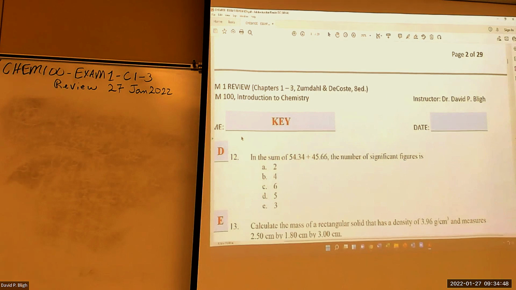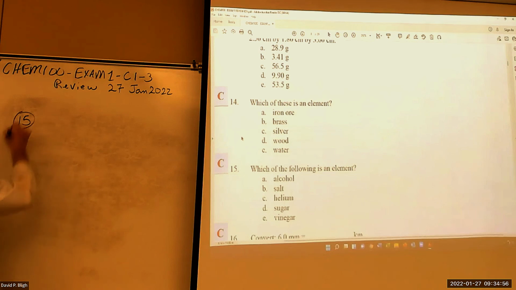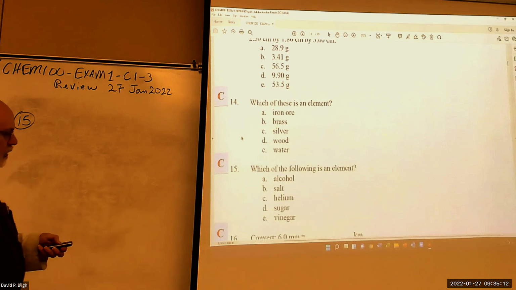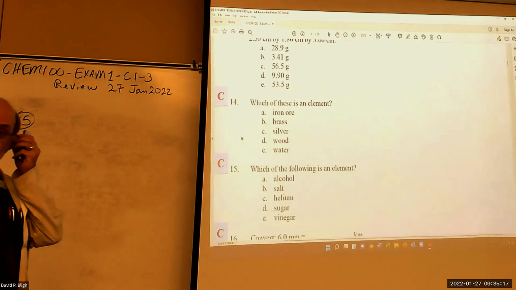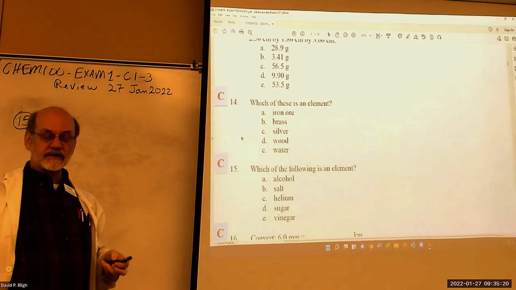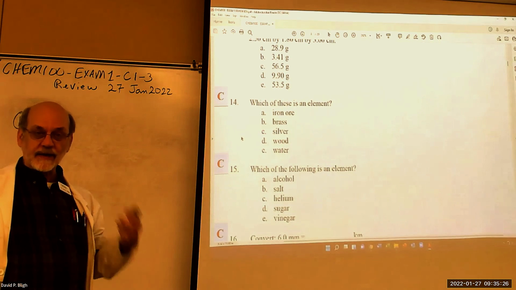Let me see. Skip down to 15. This is which of the following is an element? Okay, so this probably won't have an explanation in my written. I'll just bet 15. Actually, it does. Okay, 15. What do we have to choose from? Which of the following is an element? Remember the definition of an element. An element cannot be reduced any further by chemical means.